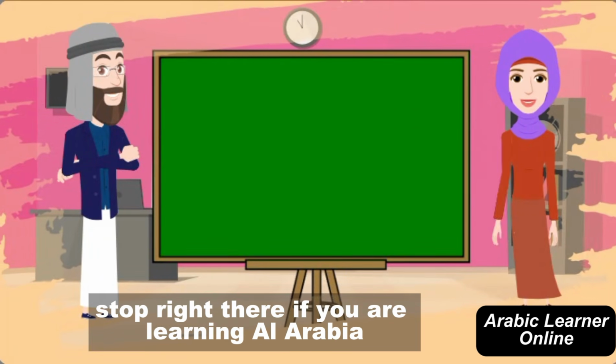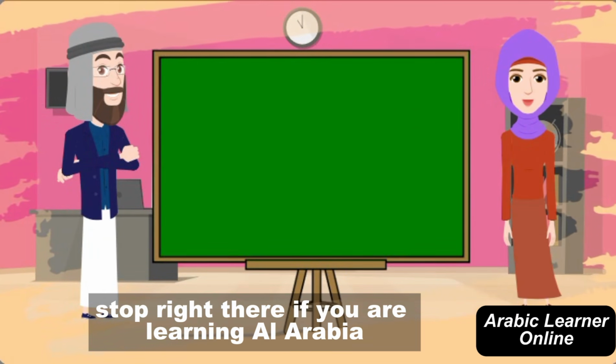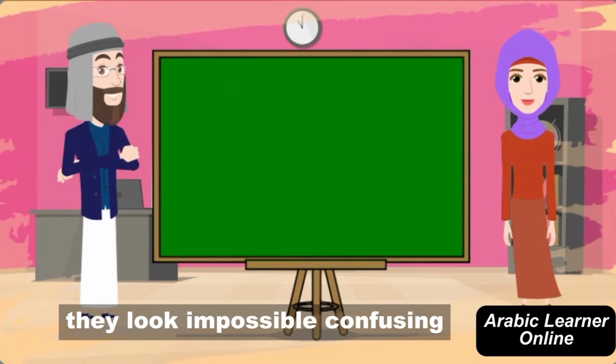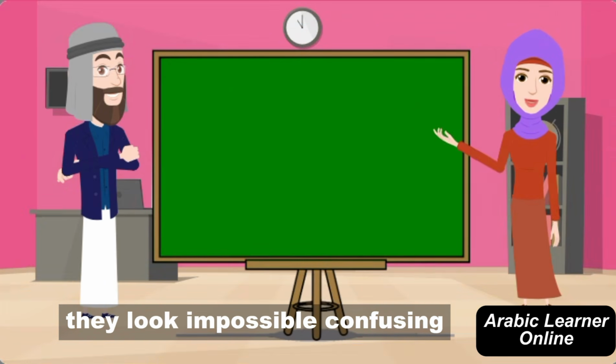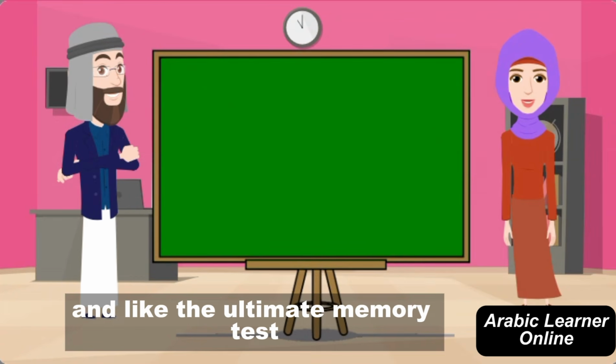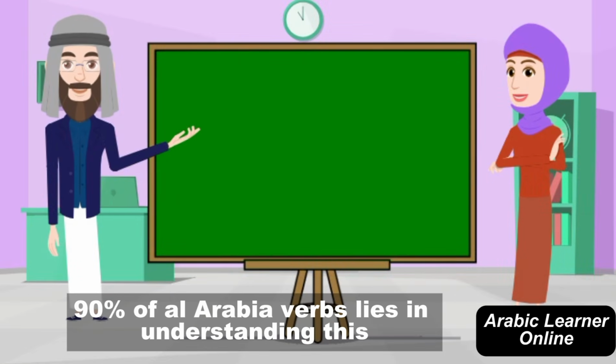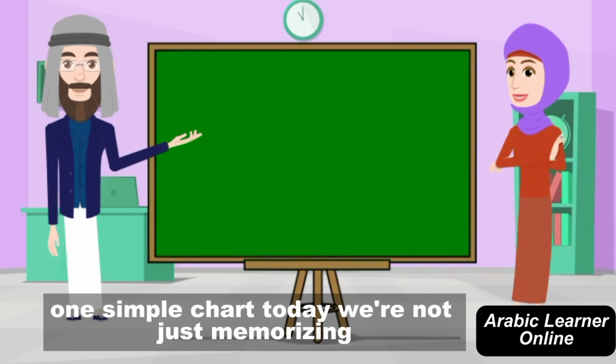Stop right there. If you are learning Arabiya, you know the terror, the 14 pronouns. They look impossible, confusing, and like the ultimate memory test. But what if I told you that the key to mastering 90% of Arabic verbs lies in understanding this one simple chart? Today, we're not just memorizing, we're breaking the code.